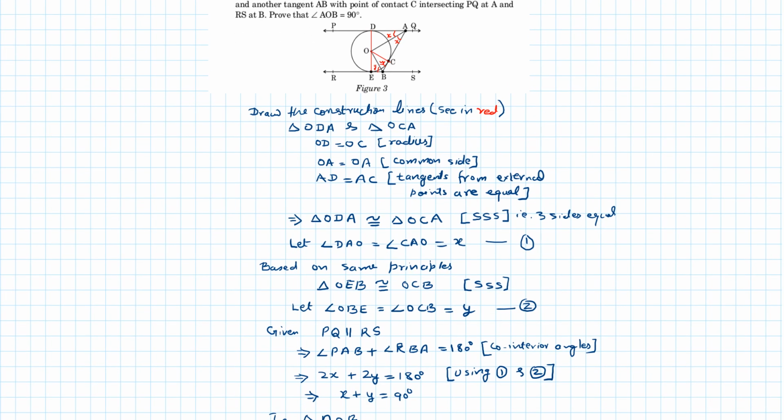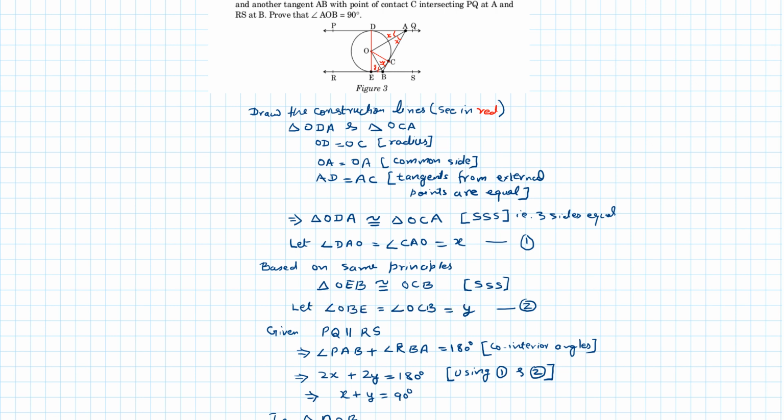Based on the same principle, if we consider this OEB and OCB, these two are again congruent triangles. Here B is the external point and BC and EB are the external tangents, which are equal in length, and let us consider this angle OBE equal to OBC as y.